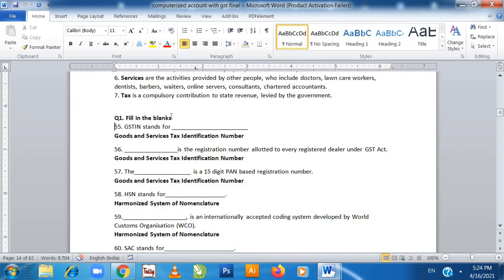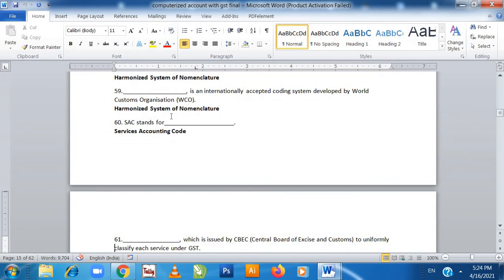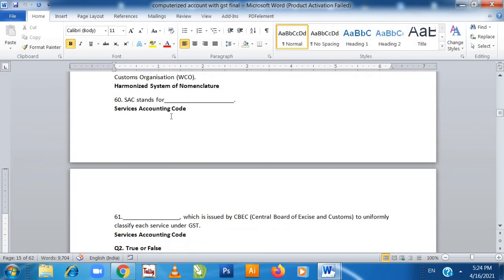HSN stands for Harmonized System of Nomenclature. Dash is an internationally accepted coding system developed by the World Customs Organization, that is WCO, that is Harmonized System of Nomenclature. SAC stands for, that is Services Accounting Code. Dash, which is issued by CBEC, that is Central Board of Excise and Customs, to uniformly classify each service under GST. Answer is Services Accounting Code.